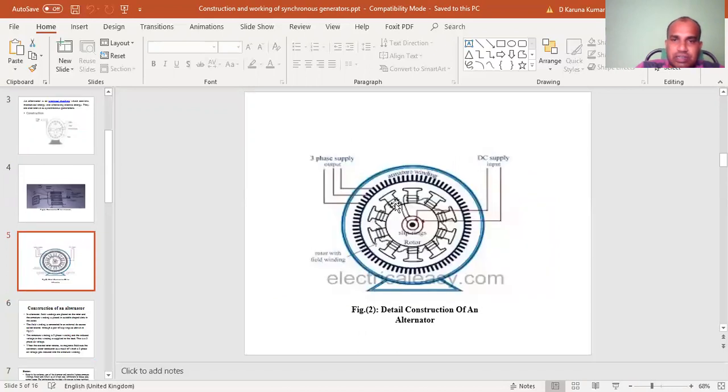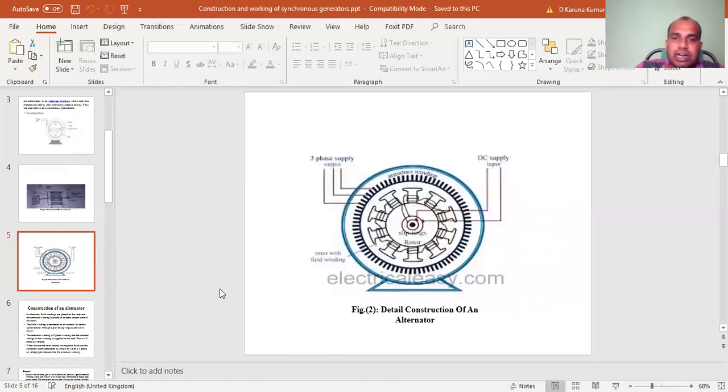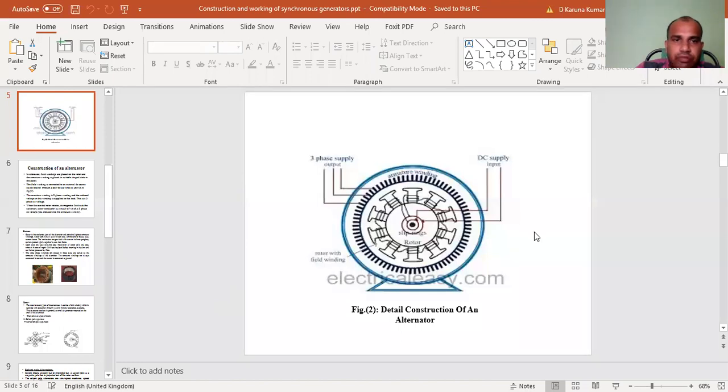The detailed construction of an alternator. The three-phase supply is given to the stator winding, and the DC supply is given to the rotor winding. This is the stator field winding. This is called a slip ring. The construction of alternator.